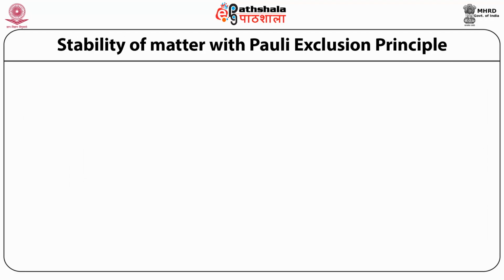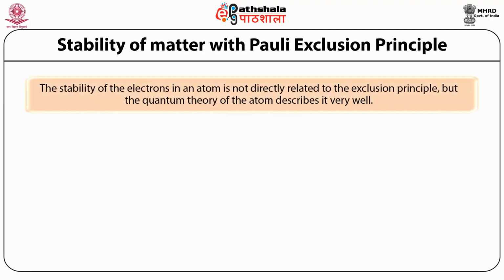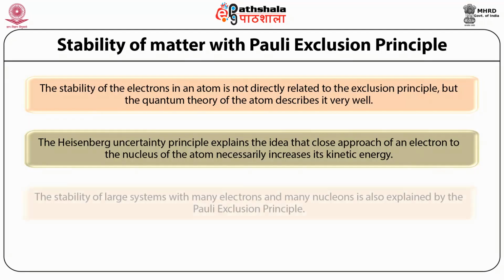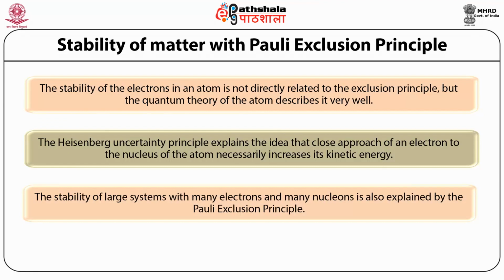Stability of matter with the Pauli exclusion principle. The stability of the electrons in an atom is not directly related to the exclusion principle, but the quantum theory of the atom describes it very well. The Heisenberg uncertainty principle explains the idea that close approach of an electron to the nucleus of an atom necessarily increases its kinetic energy. The stability of large systems with many electrons and many nucleons is also explained by the Pauli exclusion principle.